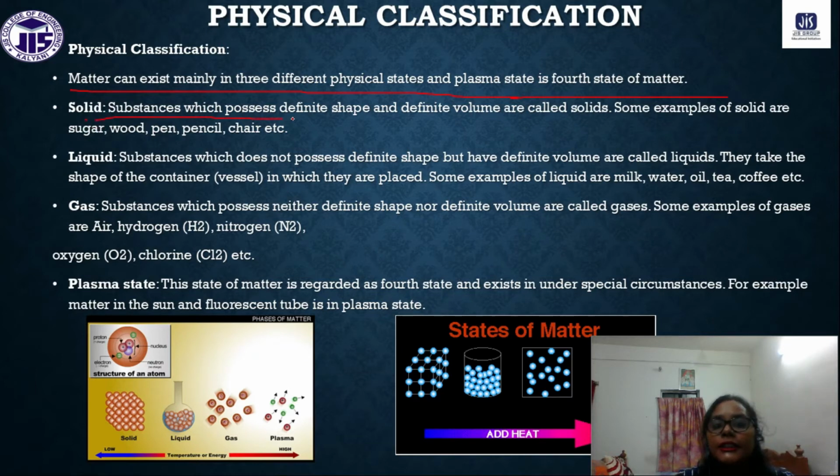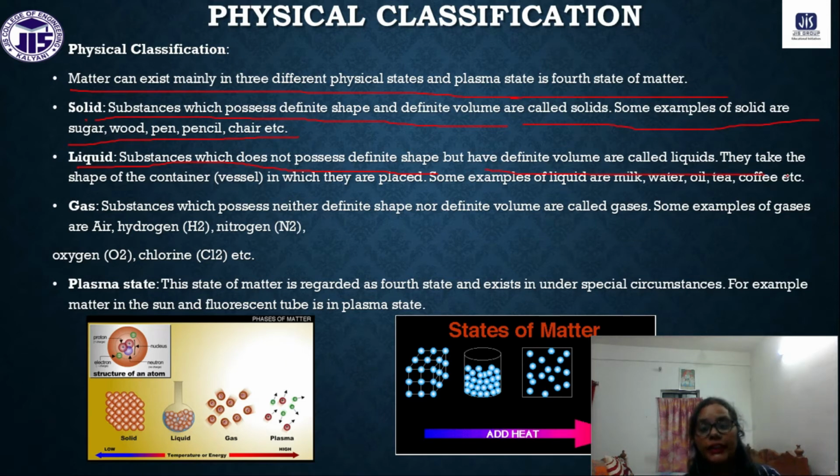Substances which possess definite shape and definite volume are called solids. In a solid, the atoms are compact, and they are held together through very strong bonds. Examples are sugar, wood, pen, pencil, chair, etc. These are all solids. Now, substances which do not possess definite shape but have definite volume are called liquids.